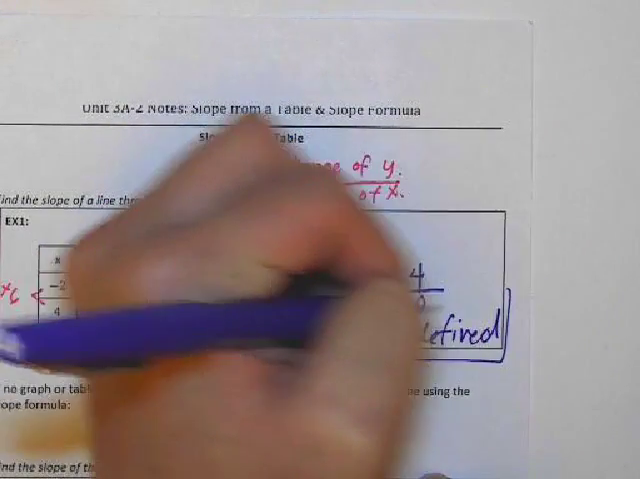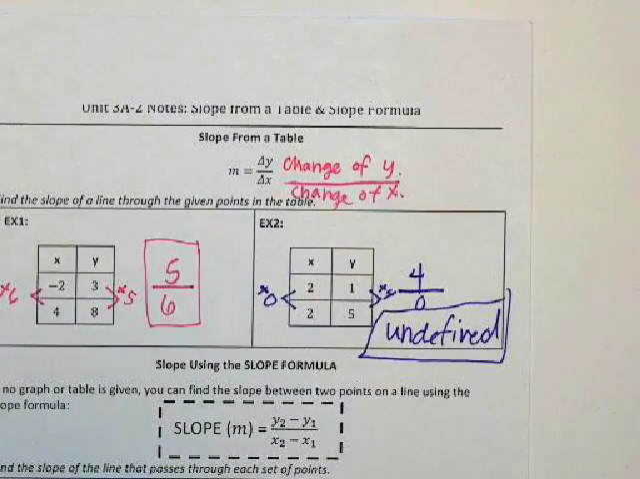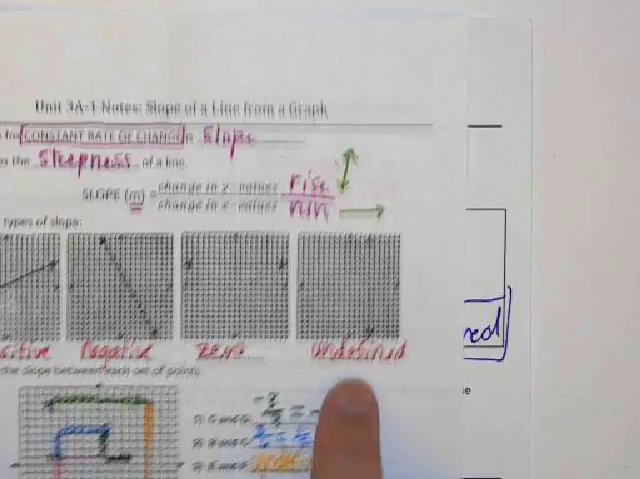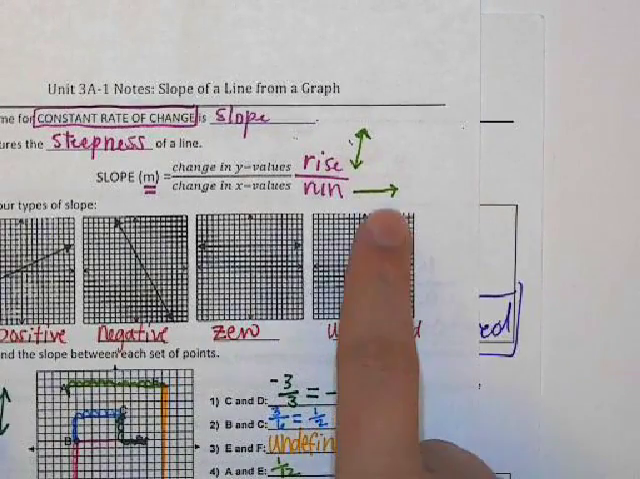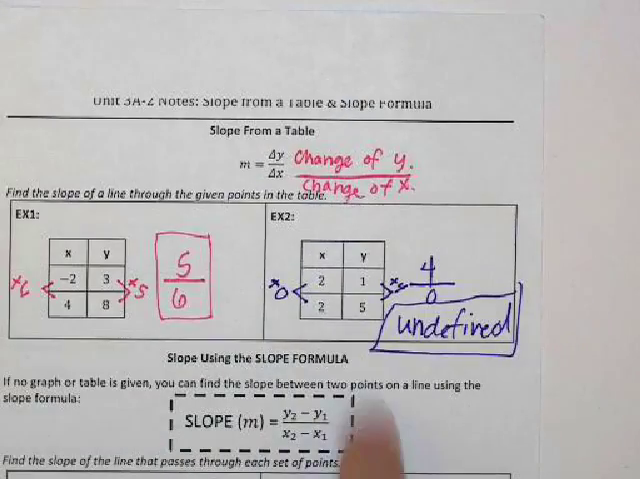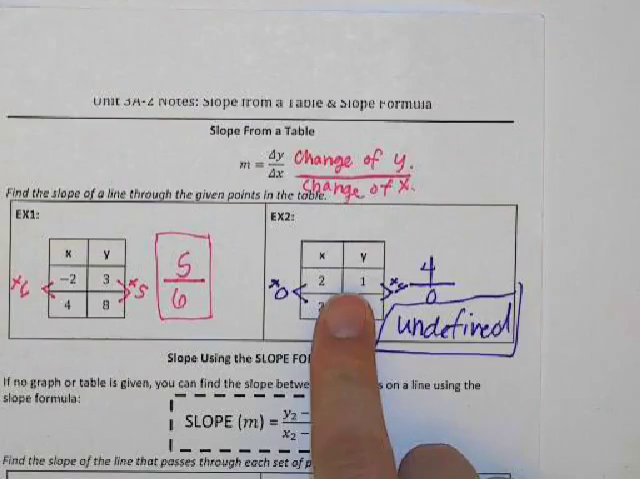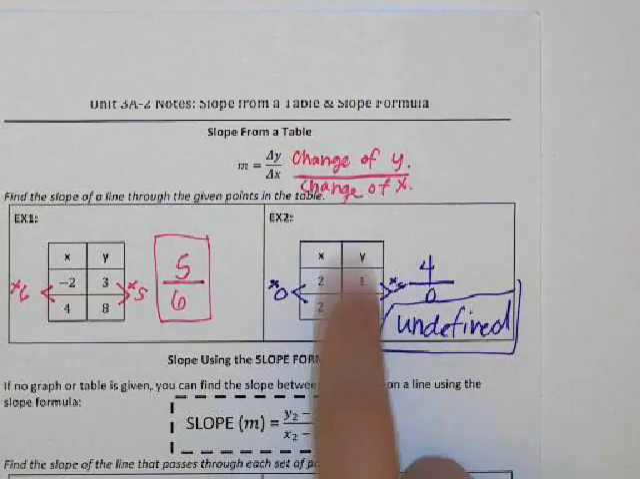So if I look at the notes that we just did, if I have an undefined slope, what kind of line is that? Straight up and down, right? So if I was to graph this table, it would be a straight up and down line.